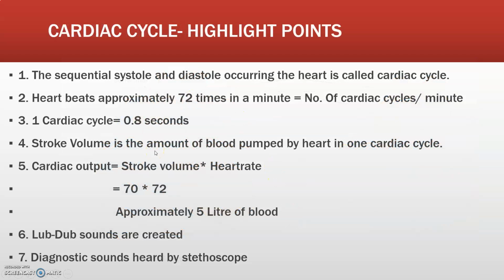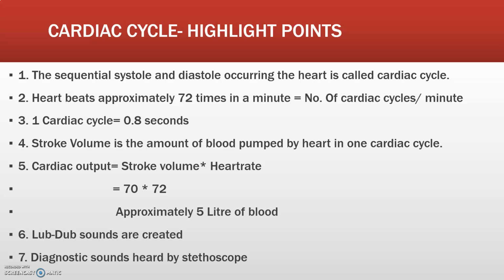Now let's discuss the most important or the highlight points of the cardiac cycle. Now, each sequential systole and diastole that we just talked about, that is a contraction and relaxation cycle which occurs in the heart, is called as the cardiac cycle. As we just discussed, heart beats approximately 72 times in a minute. So that is the number of cardiac cycles per minute.